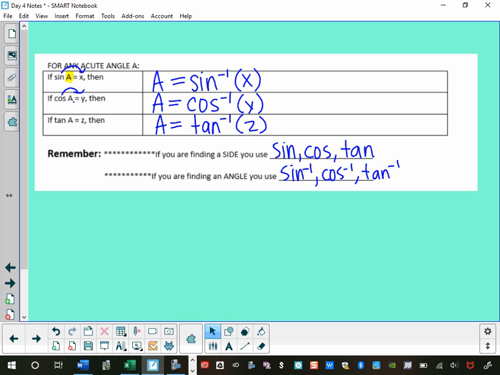Alright, the next few problems, we are going to do practice problems. So look at number 1. It says find each angle measured to the nearest degree.